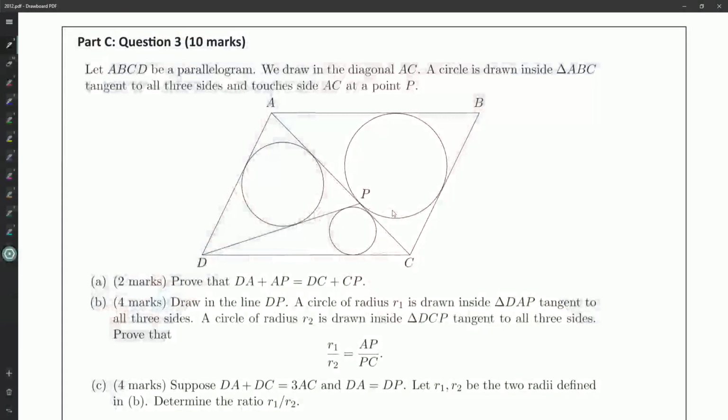Hello, ladies and gentlemen. I hope you're all doing well. We're up to question C3 on our 2012 Canadian Open contest. So let's dive in and take a look, shall we?